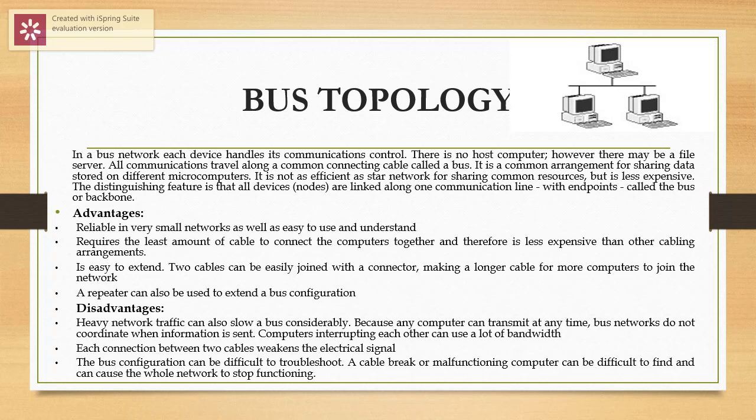However, we have disadvantages of the bus topology. Heavy network traffic can slow a bus considerably. Because any computer can transmit at any time, bus networks do not coordinate when information is sent. Computers interrupting each other can use a lot of bandwidth. Secondly, each connection between two cables weakens the electrical signal. Third, the bus configuration can be difficult to troubleshoot. A cable break or malfunctioning computer can be difficult to find and can cause the whole network to stop functioning.